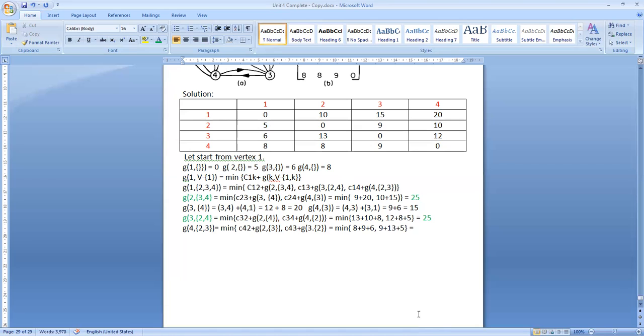That is equal to, now you compare this thing, 9 plus 8, 17, 17 plus 6, 23. Here it is 9 plus 13, 22 plus 5, 27. So 23 is minimum. 23 is minimum. So I have computed this one also.